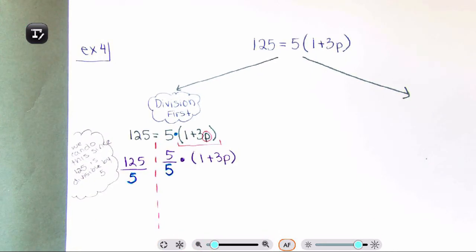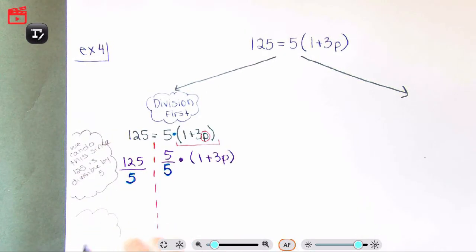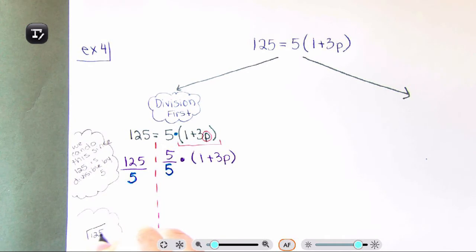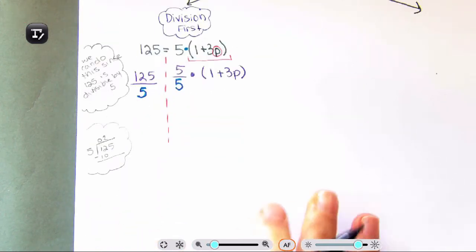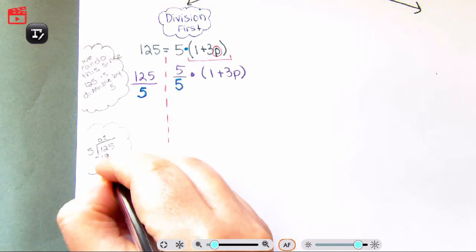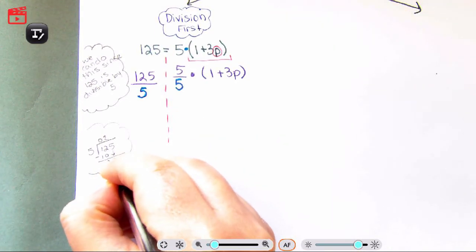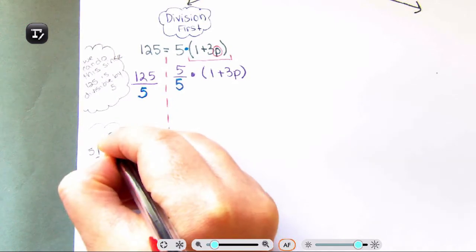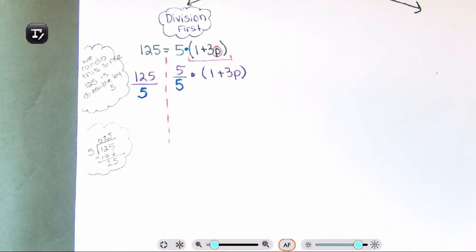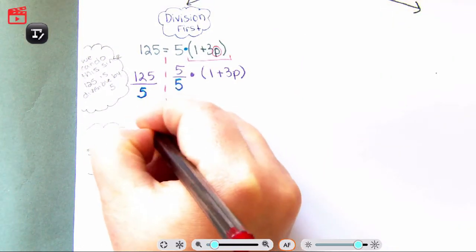Okay, so 5 times what is 125? I'm going to do another thinking bubble, and I'm going to try to divide 125 by 5. 5 goes into 1 0 times. 5 goes into 12 2 times, so that's going to be a 10. I'm going to subtract. So then this is 0, this is 2, bring down the 5. 5 goes into 25 5 times. So 125 divided by 5 is 25.